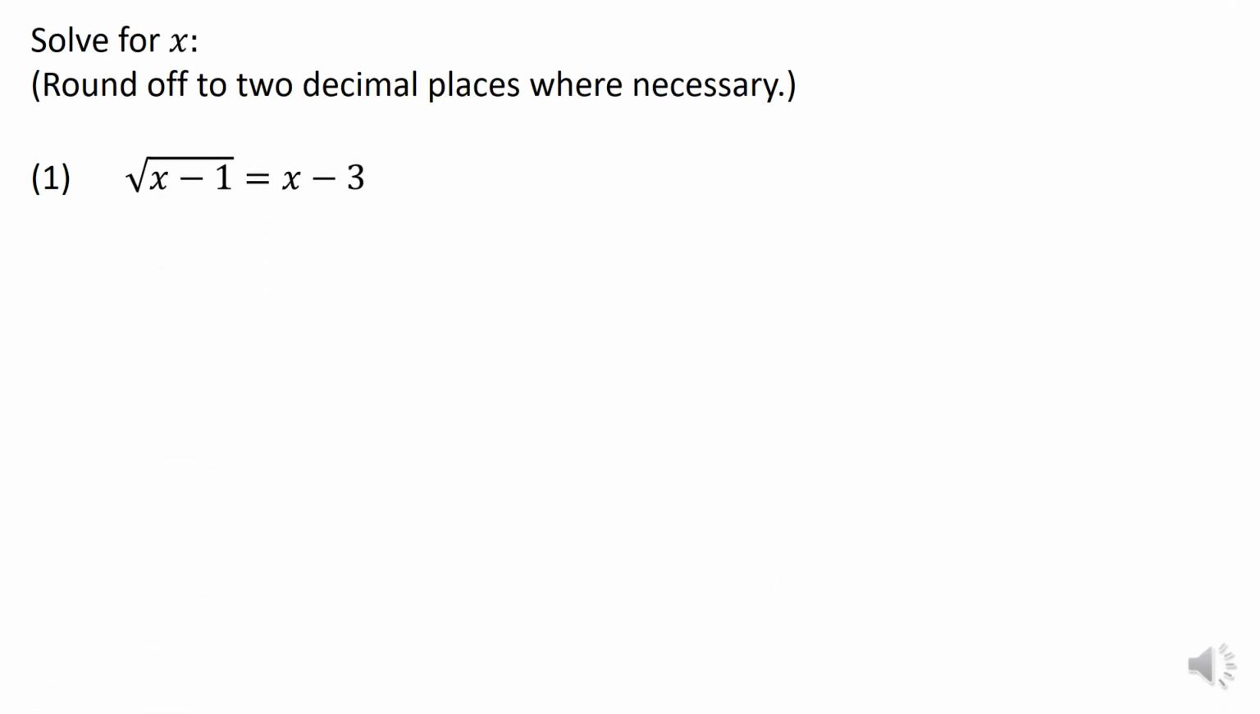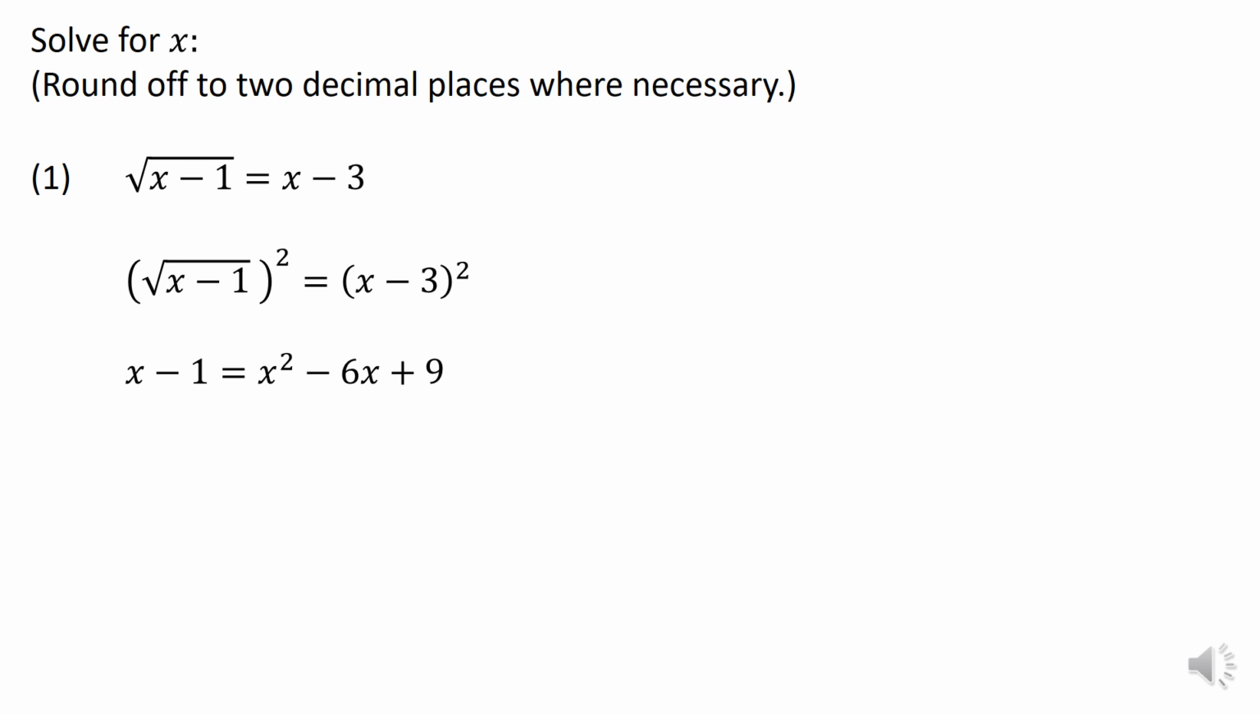Solve for x. Round off to 2 decimal places where necessary. Number 1. Square root x minus 1 equals x minus 3. So this is a surd equation. On the left hand side we have our surd alone, which is the square root x minus 1. So we can square both sides. From there we expand the brackets.